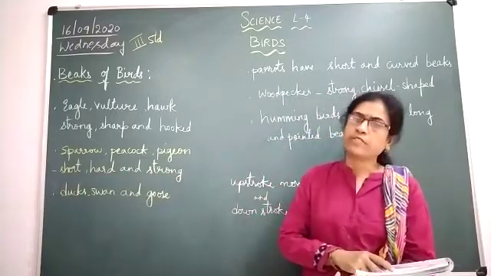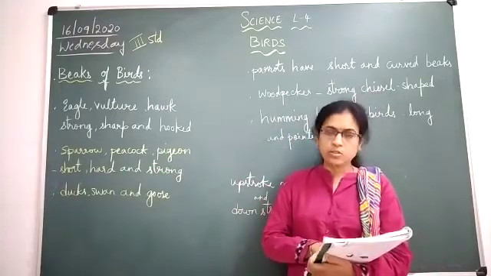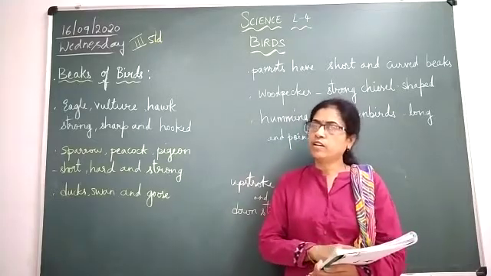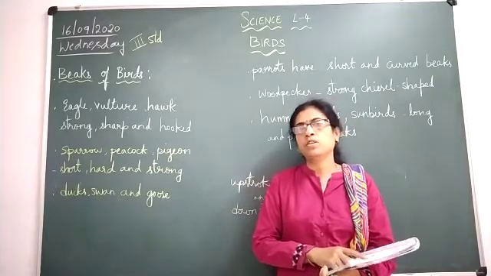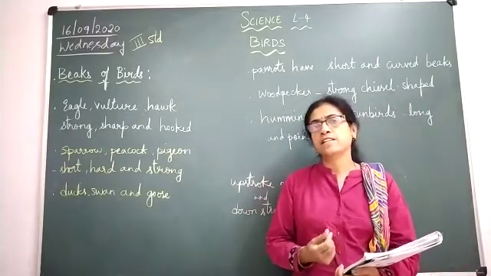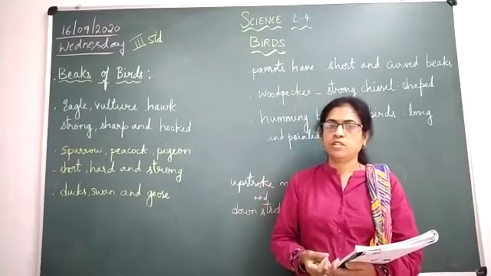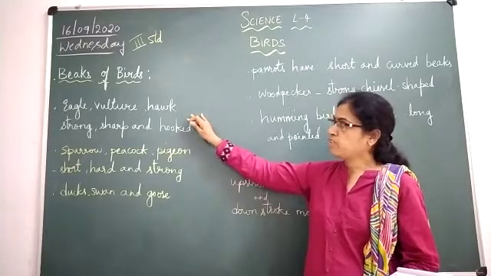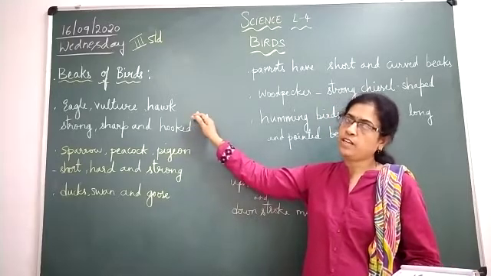Different birds have different kinds of beaks, which help them to eat their food. What will birds eat? Birds eat grains, seeds, fruits and flesh. So let us today learn about the different beaks of different birds and how they use their beaks.